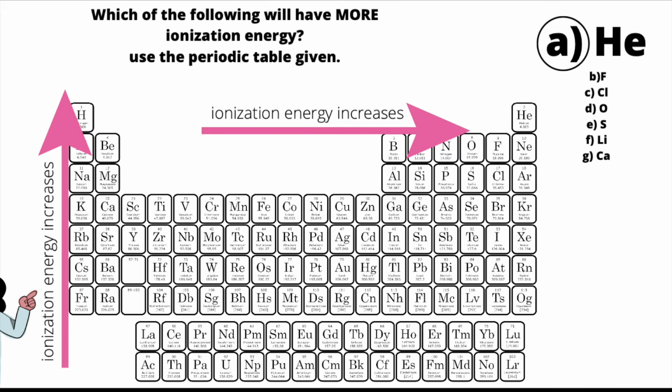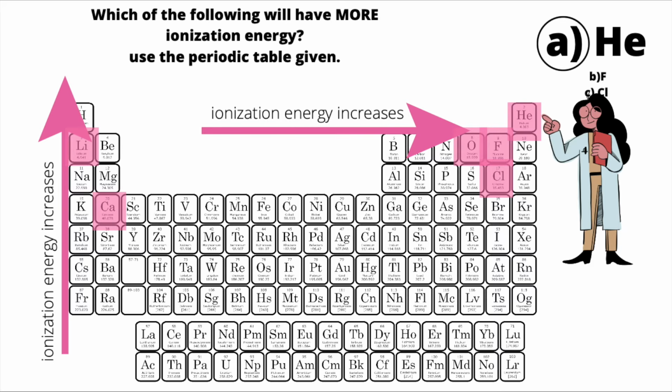So if we look for all of the elements that are given here in the answers, we locate the one that is furthest to the right and highest on the periodic table. That element is going to have the most ionization energy. So we can clearly see that helium has the most ionization energy here.